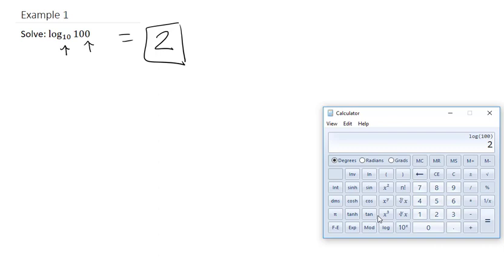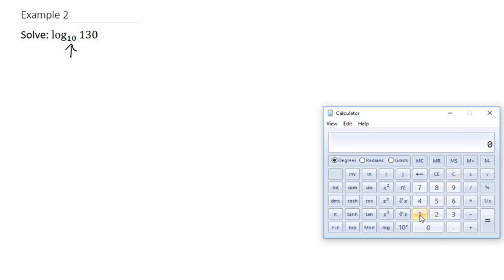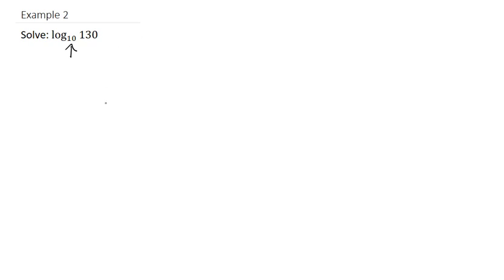Now, let's look at another example. Example 2, solve for the following. We have log base 10 of 130. So first we're going to put in the number, then press our log button, and we notice we get 2.11. So the log base 10 of 130 is 2.11.